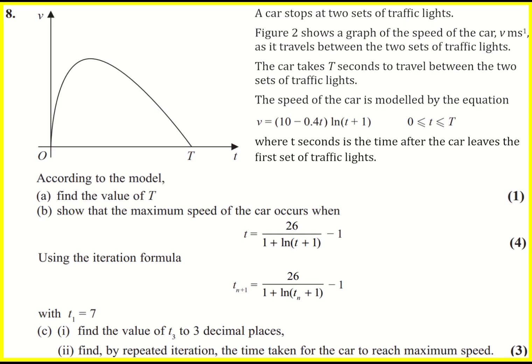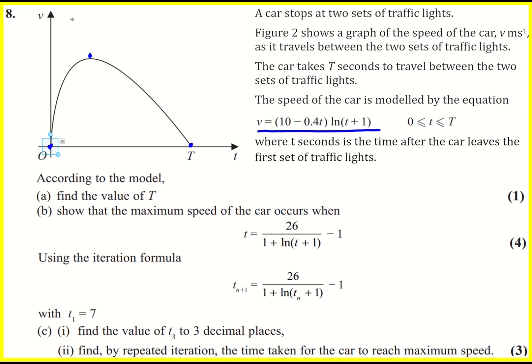Car stops at two sets of traffic lights. Figure 2 shows this. So the car is stopped at one set of traffic lights here, speeds up, hits the maximum velocity, then slows down, stops at the second set. And we're told that the speed is modeled by this equation here, where t seconds is the time after the car leaves the first set of traffic lights. So according to the model, find the value of capital T.